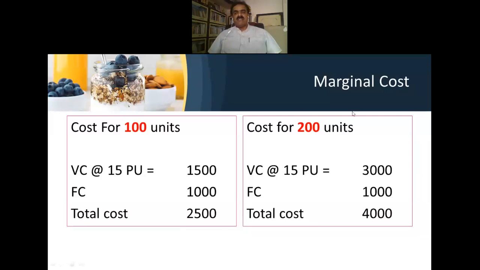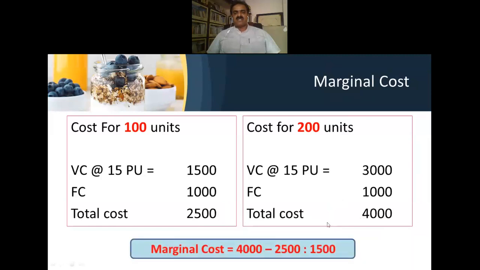Now the terminology we use is marginal cost, which is the cost that increases for the additional intake of any kind of production. For every additional 1 unit of production, the extra cost which will be incurred is termed as the marginal cost. Now the cost for 100 units is 2,500, the cost for 200 units is 4,000, and the additional expenditure is 1,500, which is termed as marginal cost for 100 units.